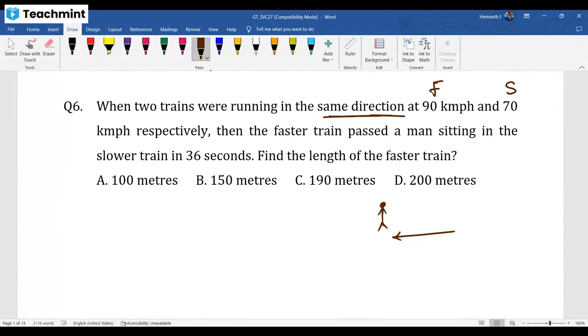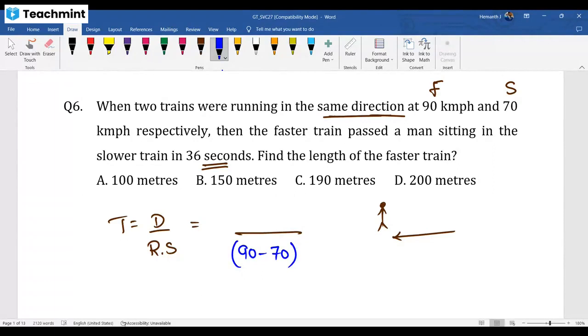Here in this case, the faster train is crossing a man sitting in the slower train. Whether the man is sitting on a train or on a platform, we don't worry about that. Here you should consider the 36 seconds it is giving you. Time is distance by speed. Here as both objects are moving in the same direction, the speed must be 90 minus 70, 20 kilometers per hour, but timing is in seconds, distance is in meters.